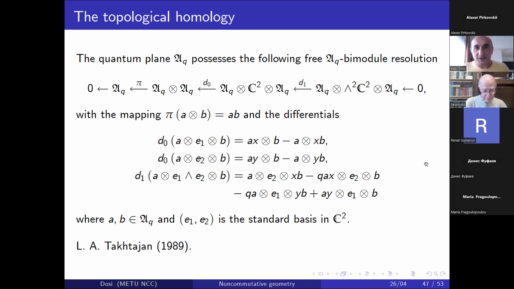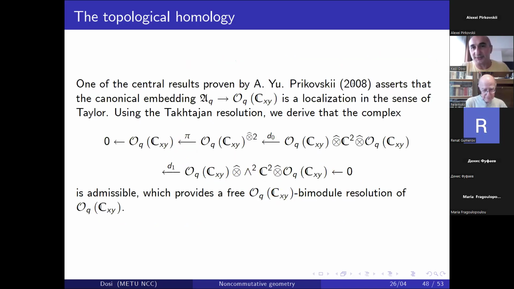Well, one of the key results of Pirkovskii, about 2008, states that this embedding into the Arens-Michael envelope is a localization in the sense of Taylor. Or sometimes Alexei introduced another terminology, homological epimorphism. That means the topological homology theory over this algebra and over that one are the same. So if you tensor left and right using the Tartajan resolution, you get a very similar resolution. This complex is admissible and provides a free bimodule resolution for our algebra, the Arens-Michael envelope. Look, the differentials are almost the same, just tensoring left and right, I mean module tensoring. This is a key result due to Alexei.